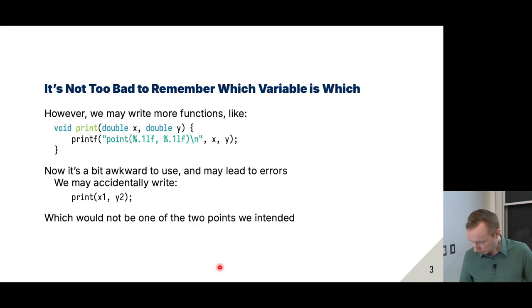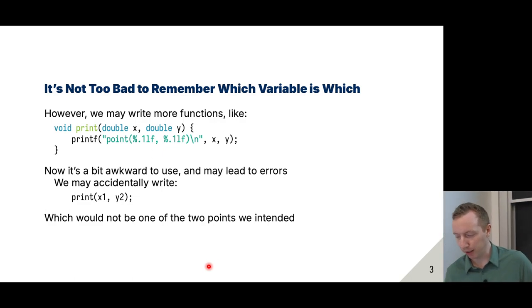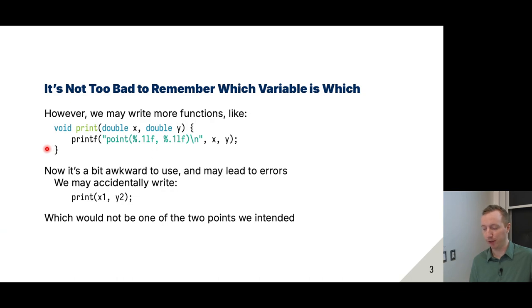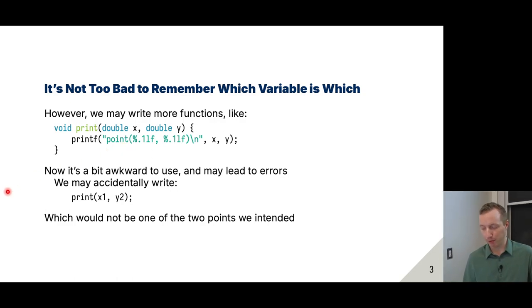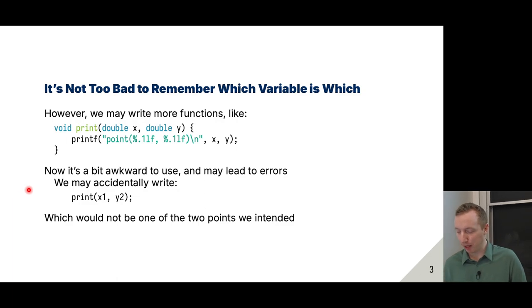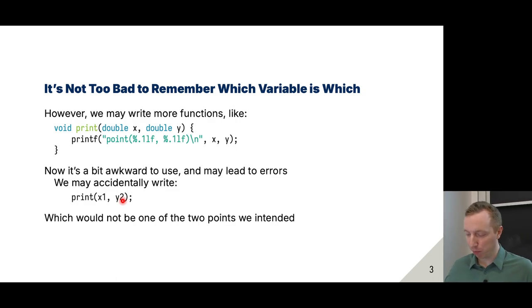For a function like distance, it's not too bad to remember which variable is which: I have an x1, a y1, an x2, and a y2. But what about if I write a function that just prints a point? I write a function just called print, give it an x and a y, and it will print off the coordinates rounded to the nearest tenth. While this is a bit awkward to use and might lead to errors, just naming variables x1, y1, y2 is kind of a pain. If I accidentally write something like print x1, y2, that's one coordinate from one point and one coordinate from another point, so that probably doesn't make sense. It's really easy to do here.